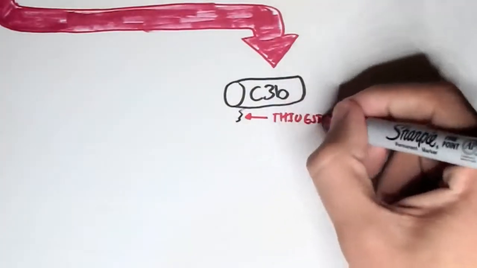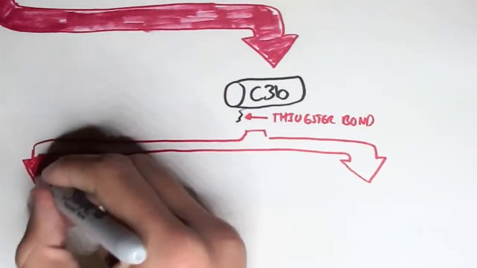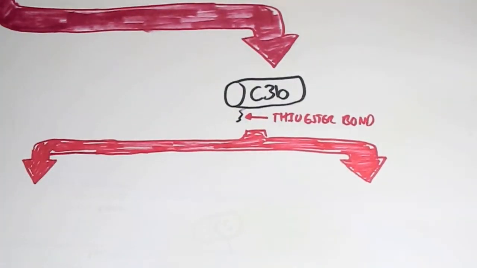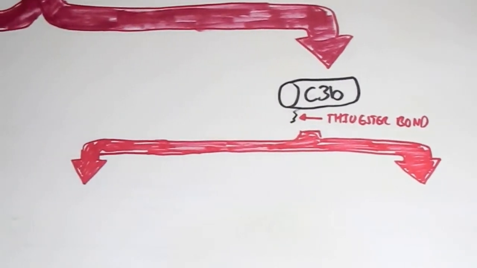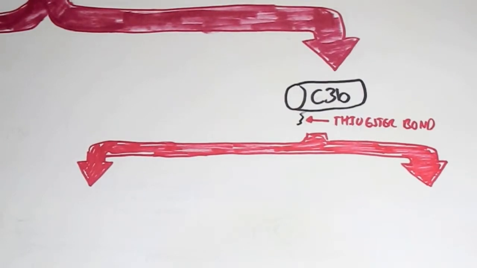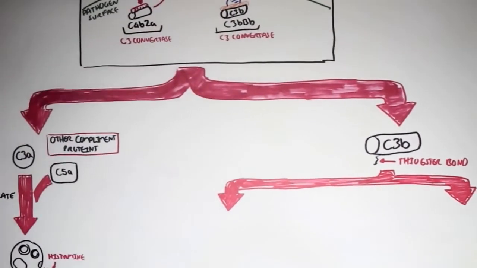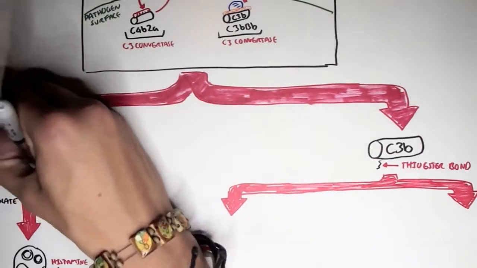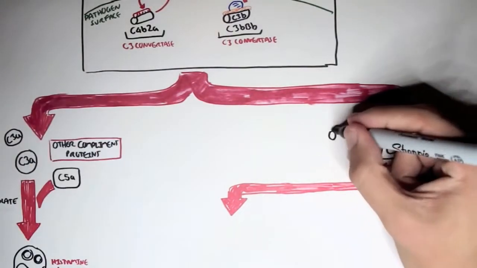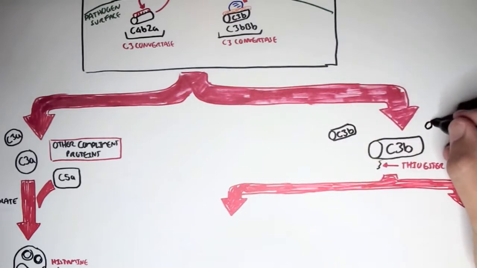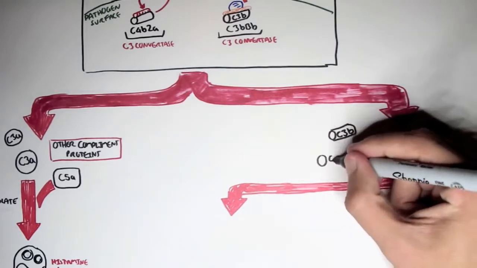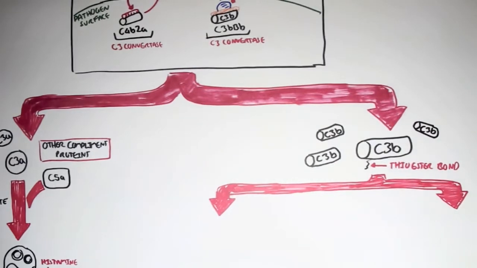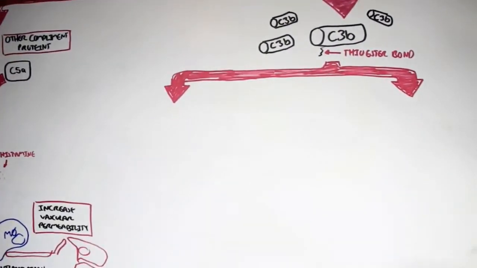Now, what does C3b do? The important thing to know is that C3b can form thioester bonds. C3b, if you remember at the beginning of the video, initiates opsonization and initiates the formation of the membrane attack complex. Actually, important thing to know is that there are many C3bs and many C3as, because the classical pathway, the alternative pathway, and the lectin pathway form many C3 convertases, which means that they split many C3s to form many C3bs and many C3as. So it's important to know.